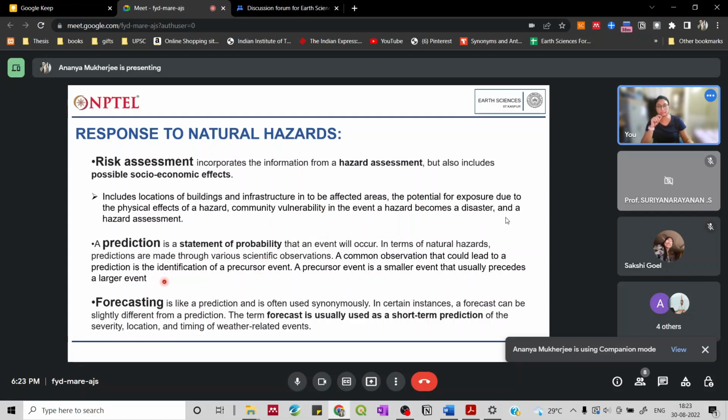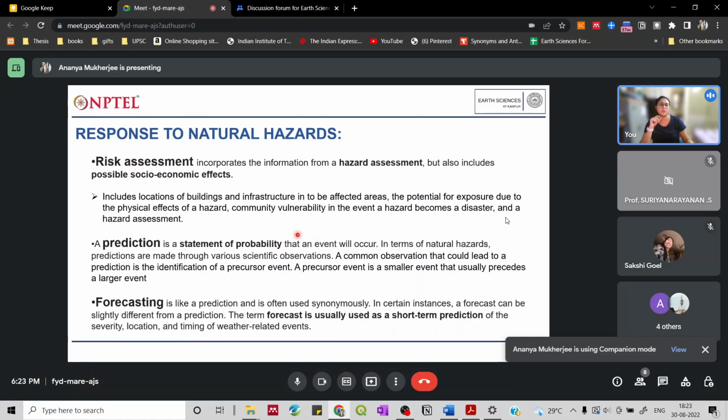And next, there is one more part of how we respond to natural hazards, which is forecasting. It is like prediction, and it is again used synonymously, but a forecast is short term. Suppose we can forecast an event if it is going to happen within 3 days. Okay, so prediction can happen for a long term event that will happen. Suppose, like if we consider the Himalayas as one of the examples.